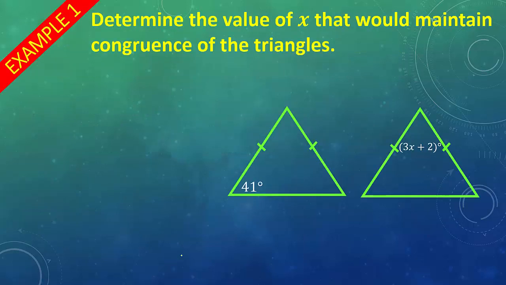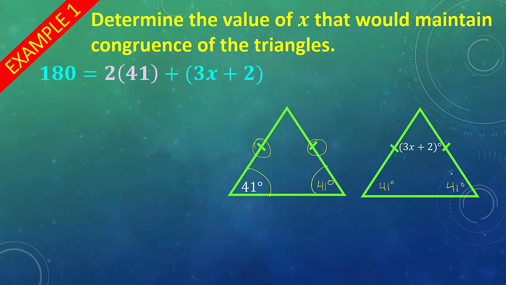Alright, so determine the value of x that would maintain congruence of the triangles. This can be tricky because this one's really easy to mess up if you don't remember. And notice that this is an isosceles triangle because these two legs are congruent, which means remember that the two base angles are congruent. So you need to get from that if this one's 41 degrees, this one also has to be 41 degrees. And then we have this vertex angle of the congruent triangle that is 3x plus 2 degrees. So we're told that these are congruent, so these angles are 41 degrees each.